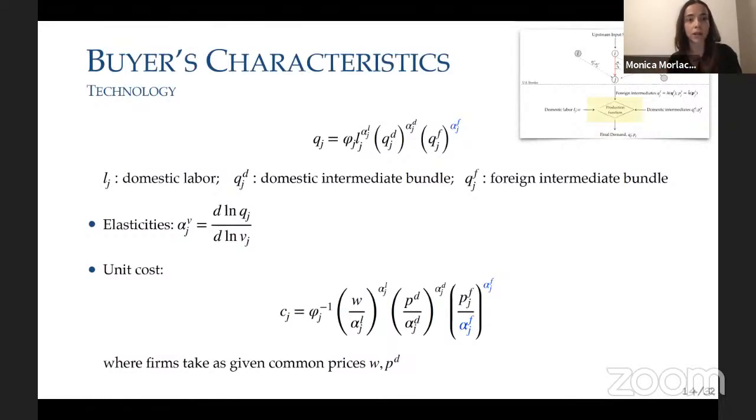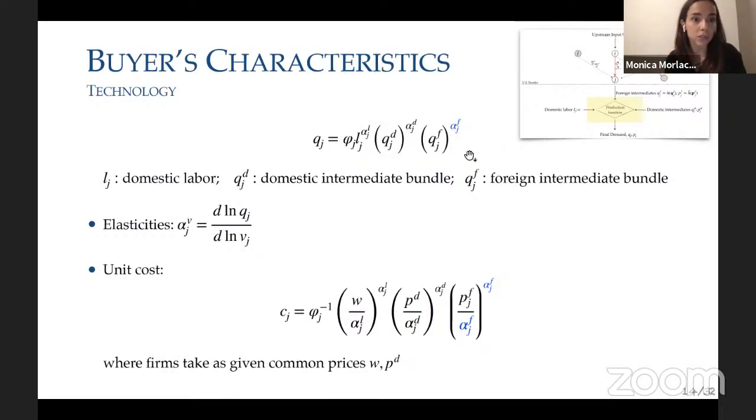The baseline model is going to be Cobb-Douglas for simplicity, which combines domestic labor, domestic intermediates, and foreign intermediate inputs. The superscript F here denotes the fact that some of these inputs are imported, so it's foreign. The key parameter here is these alphas, the elasticities. These are the output elasticity of each individual input.